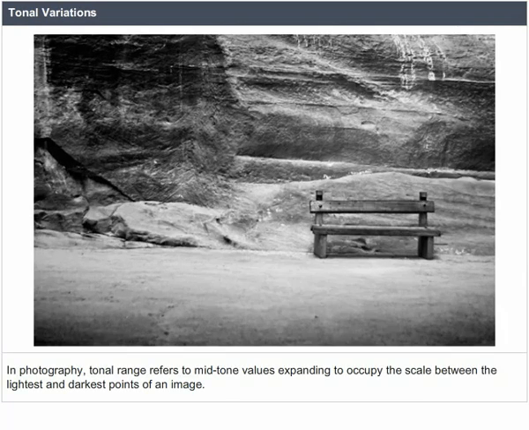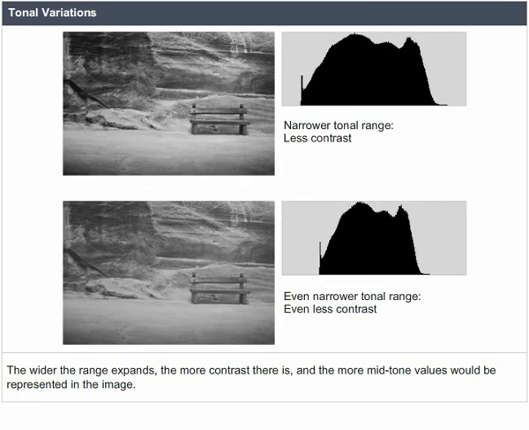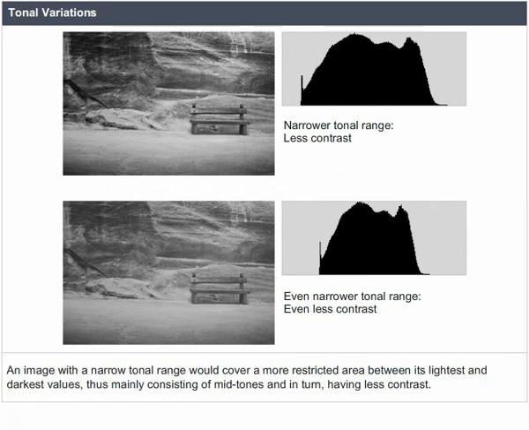Tonal variations. In photography, tonal range refers to mid-tone values expanding to occupy the scale between the lightest and darkest points of an image. The wider the range expands, the more contrast there is, and the more mid-tone values will be represented in the image. An image with a narrow tonal range would cover a more restricted area between its lightest and darkest values, thus mainly consisting of midtones and in turn having less contrast.